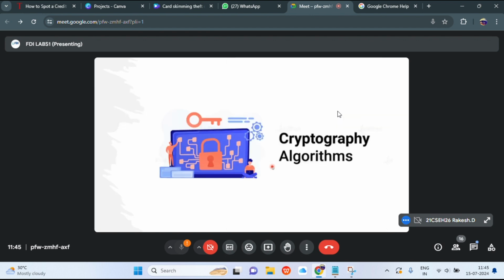And next is cryptographic algorithms. There are many cryptographic algorithms. We'll see about AES, DES and RSA here.